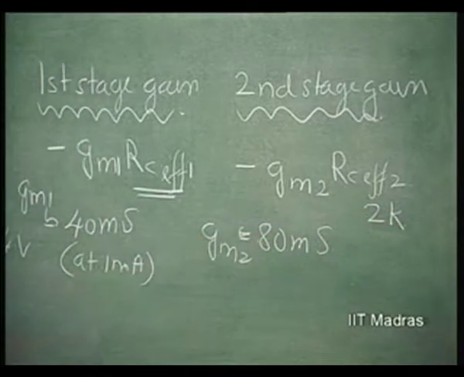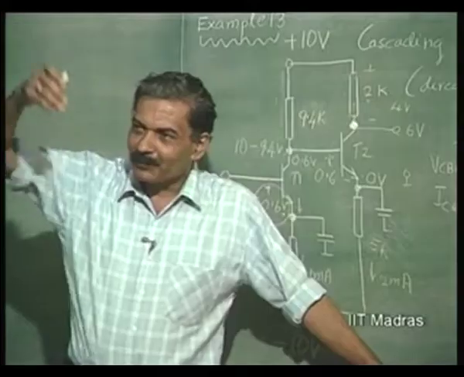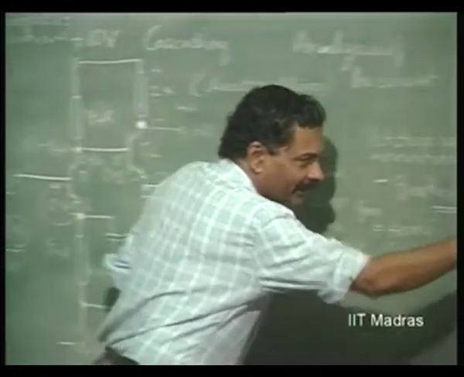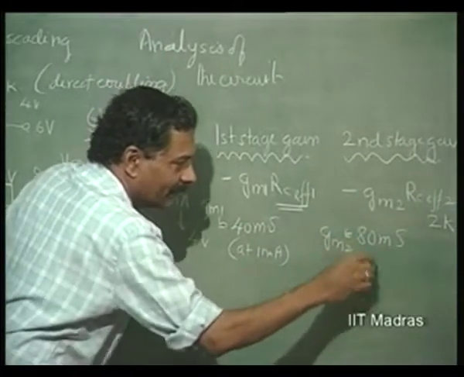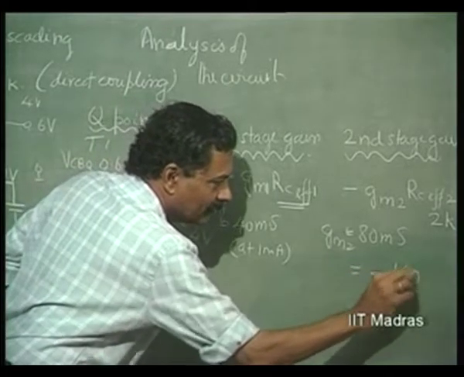So, the second stage gain is easier to evaluate. In cascading you always start from the final stage and come towards the first stage, because for the final stage everything is straight away known to us. So, what will be the gain? Equal to minus 160.